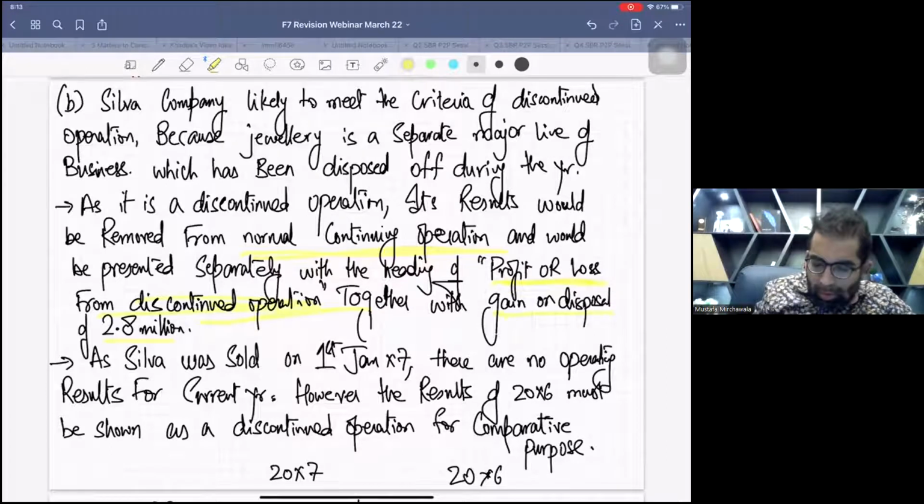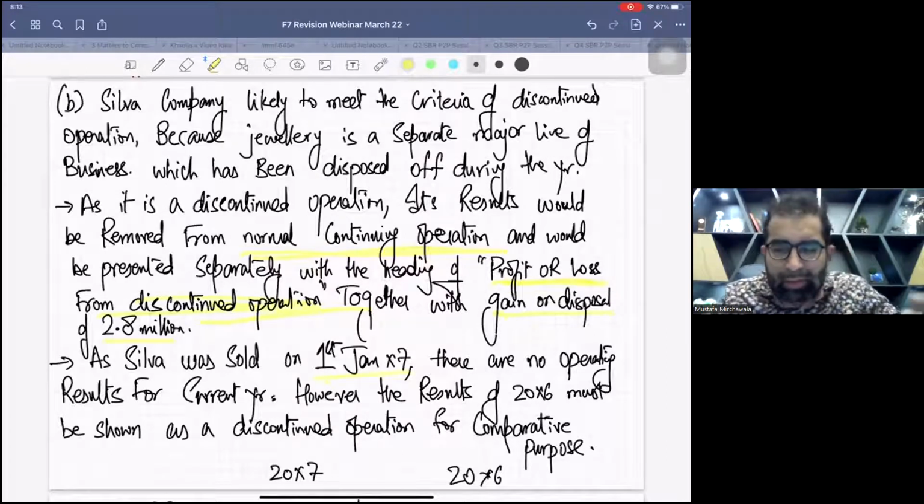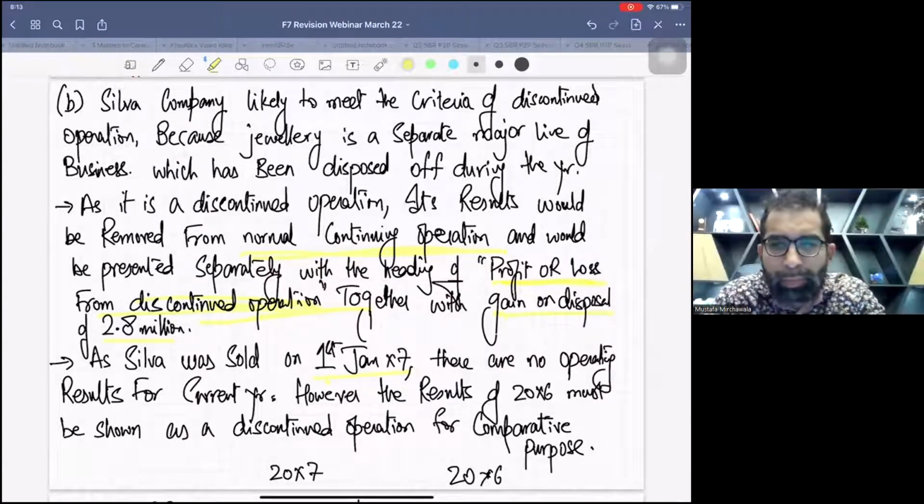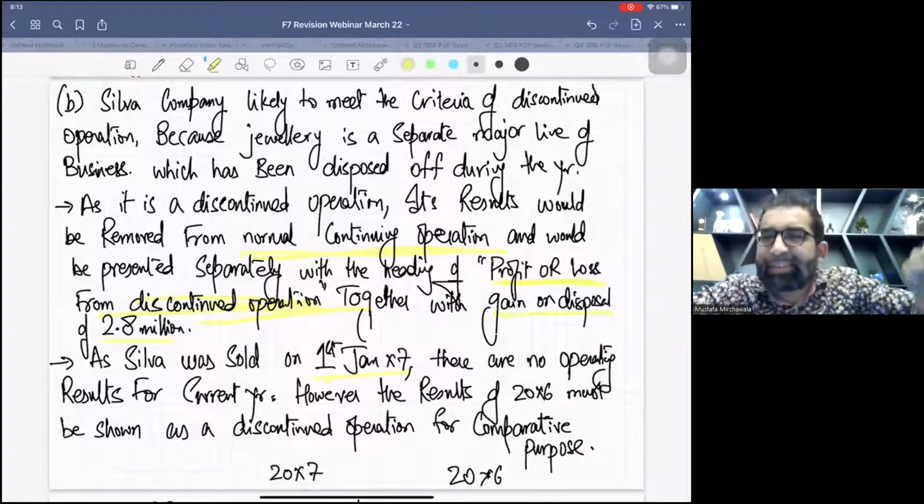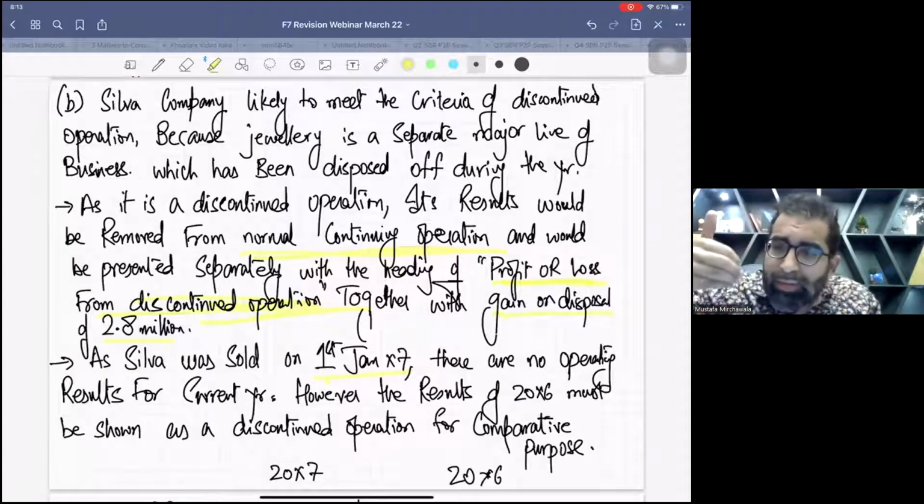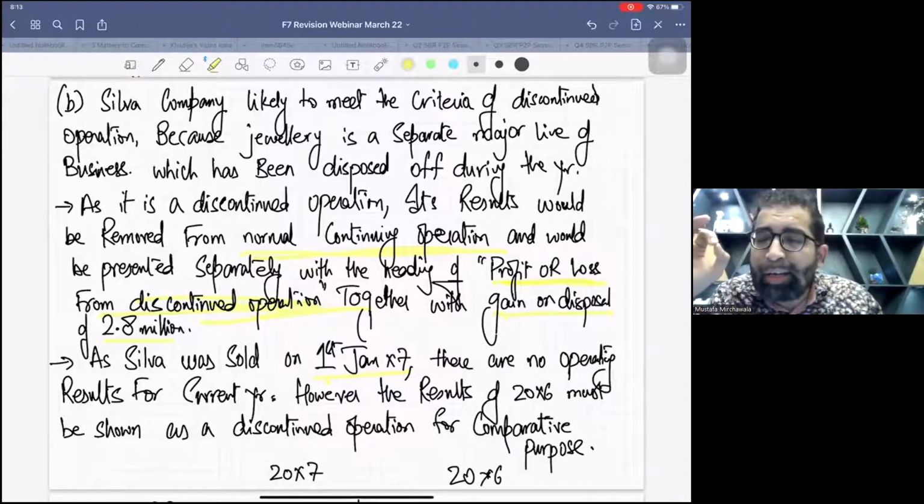As Silva was sold on 1st January X7, the first day of your accounting period, there are no operating results in the current year. There are no sales. There are no cost of sales. Nothing will be added in this 2007 year of Silva, because Silva has gone on the first day.